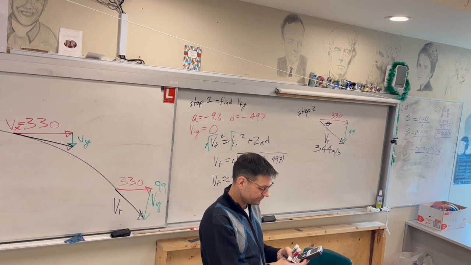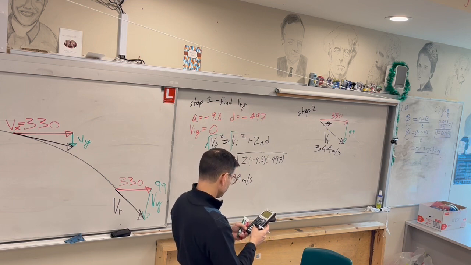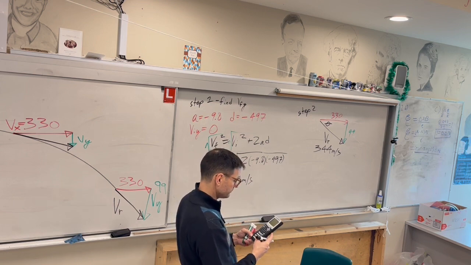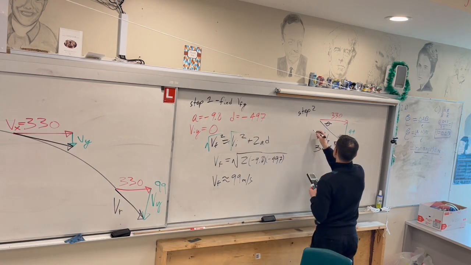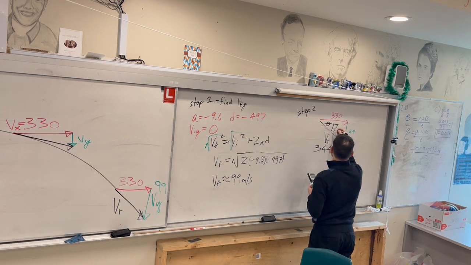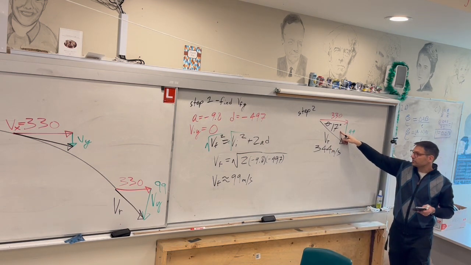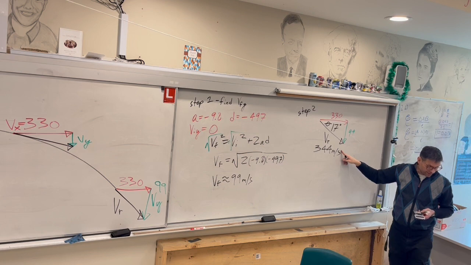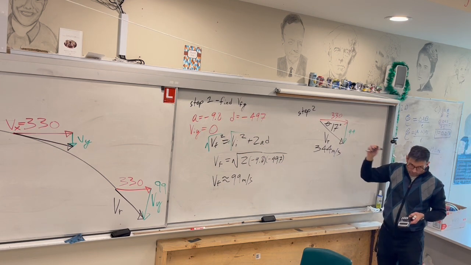I'm going to use tangent. 17 sounds right to me. So you have the top side and the 99, right? You know where those came from. So we would say that this velocity is 344 meters per second at an angle of 17 degrees below horizontal.